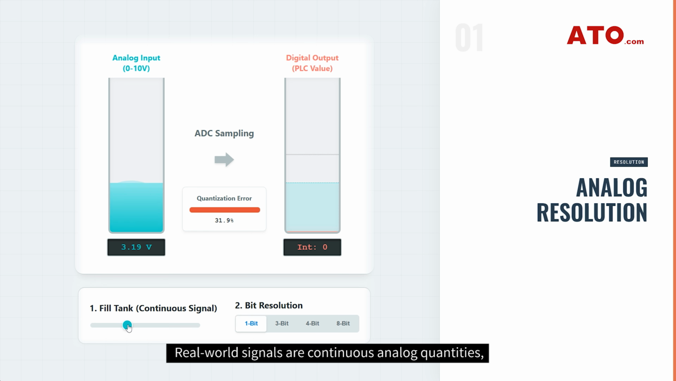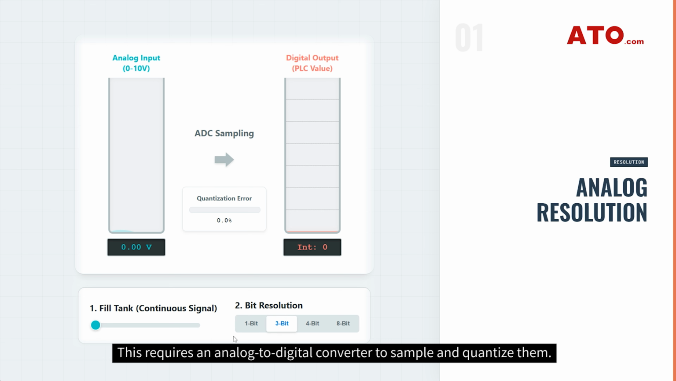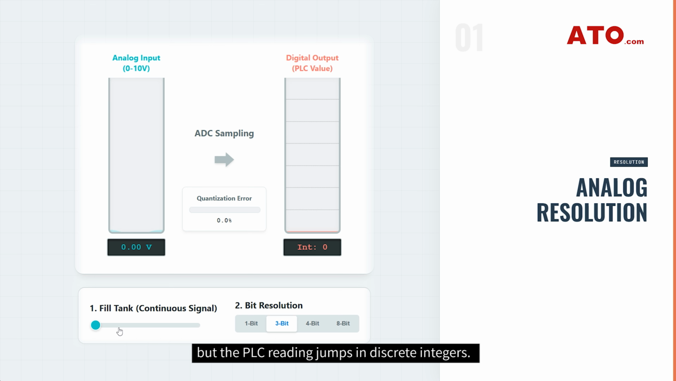Real-world signals are continuous analog quantities, but PLCs can only process digital values. This requires an analog-to-digital converter to sample and quantize them. Drag the fill tank slider. The simulated voltage changes smoothly, but the PLC reading jumps in discrete integers.